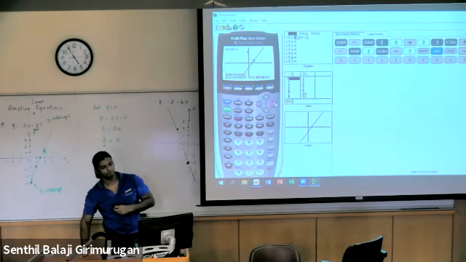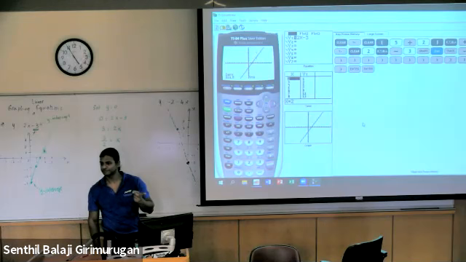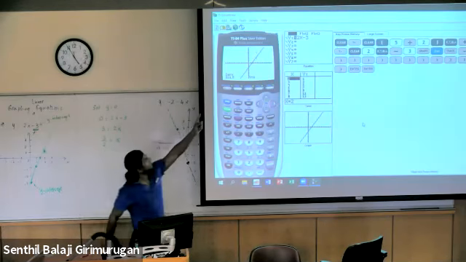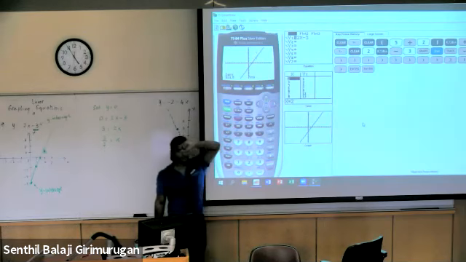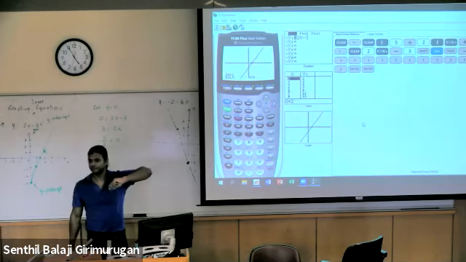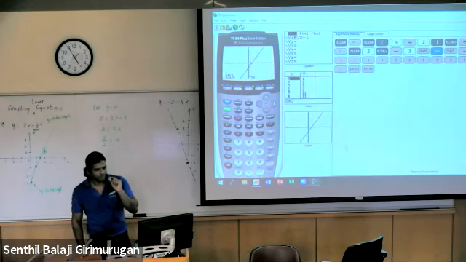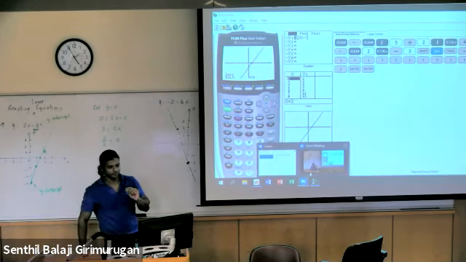Good. Enter. Guess. Enter again. 1.5. Does that make sense? So the y-intercept for that curve is 1.5. With me? Okay. So now I want you to find the x-intercept for 5.